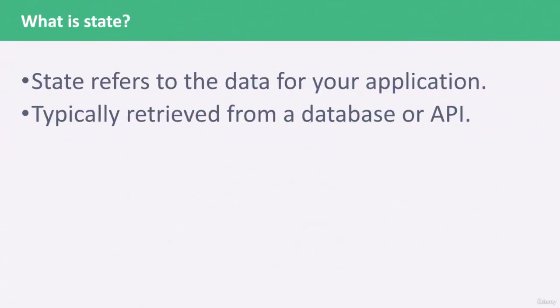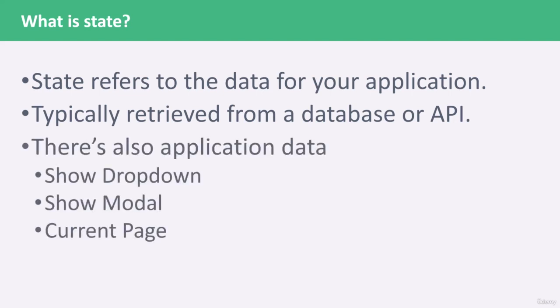The word state is a word that's thrown around a lot in the world of JavaScript. But what exactly does it mean? State refers to the data in the application. This can be data retrieved from a database or API, data like a blog post, product, or media content. You can use the state to store application data too. There are certain types of data you wouldn't normally store in a database. However, they're still necessary for your app to function correctly.